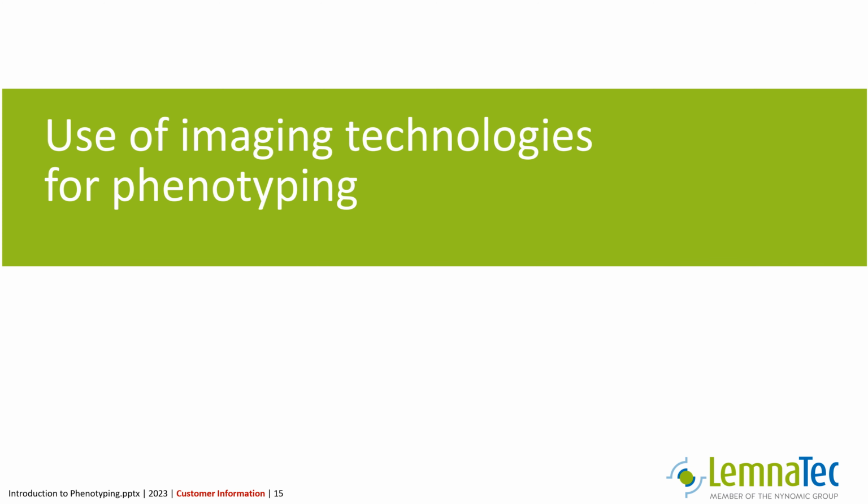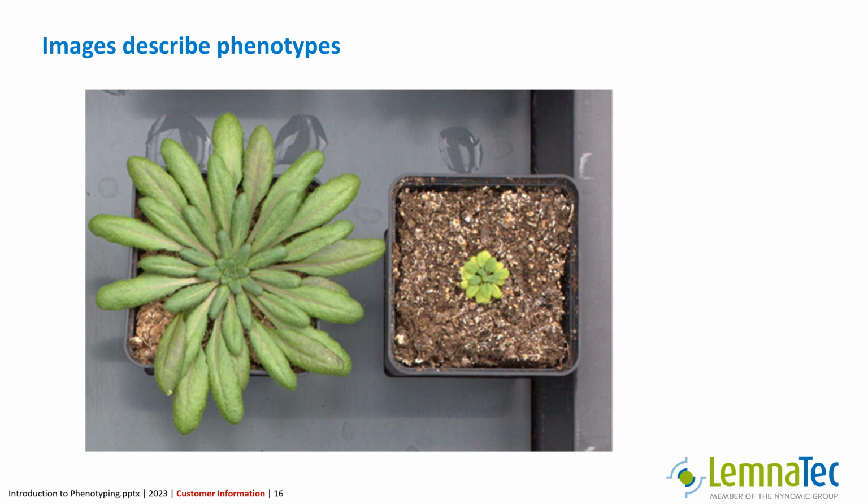How does it work? How are imaging technologies used in phenotyping? Images describe phenotypes. On the photo, you see two plants having totally different phenotypes. They differ in size, shape and color. What the image does not tell is why the phenotypes are so different. Phenotyping, measuring phenotypes, is an important tool to explain differences in phenotypes.